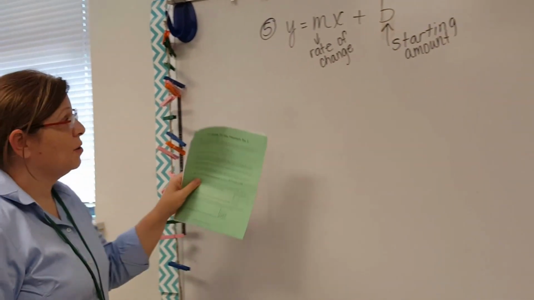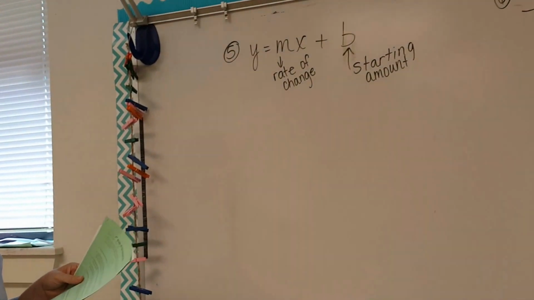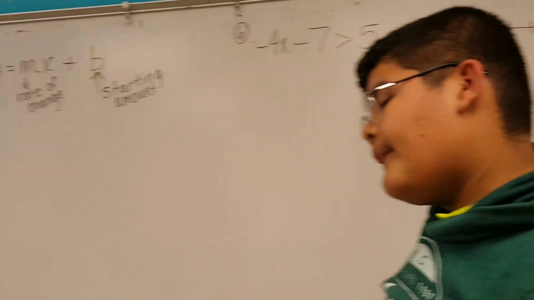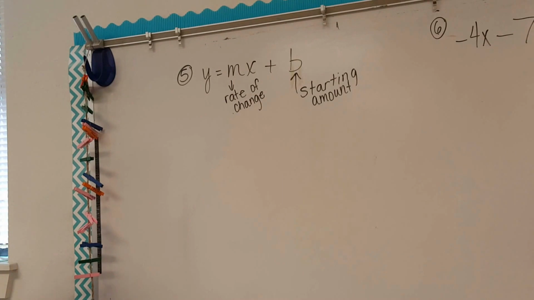What is the rate of change? How much is it changing each month? How many more soldiers is he buying each month? So he's buying 25 each month. So that's going to be your rate of change.